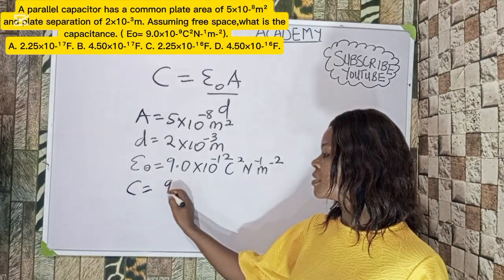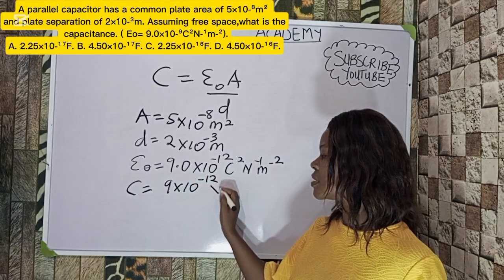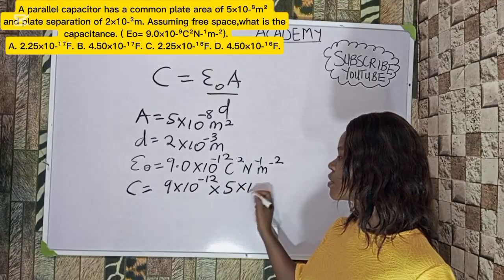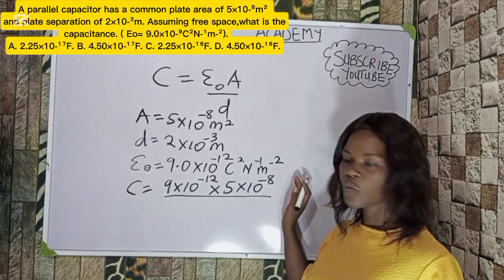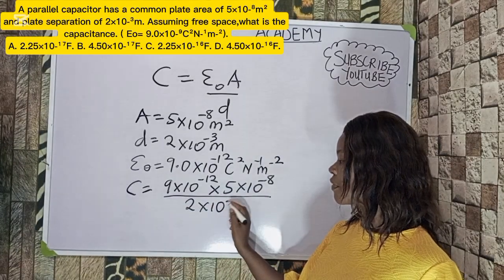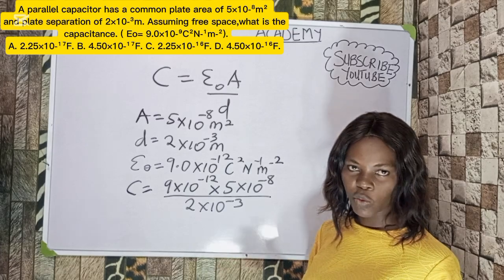I have 9 times 10 to the power of minus 12 times, what's my area? 5 times 10 to the power of minus 8. Now divided by, what's my distance? I have 2 times 10 to the power of minus 3. Are we clear now? So let's work it out and see what we have.